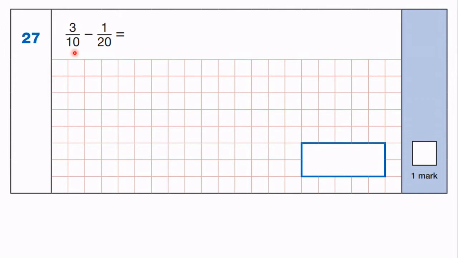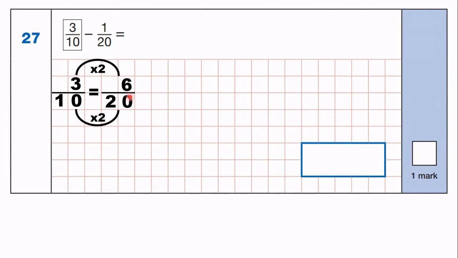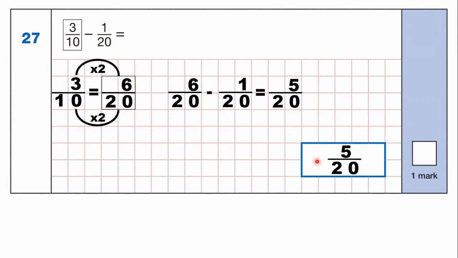Question 27. 3/10 minus 1/20. To be able to subtract fractions, we need the denominators to be the same, so we can find the equivalent fraction to 3/10 with a denominator of 20. 10 times 2 is 20, and 3 times 2 is 6, so instead of 3/10, we can rewrite our question with 6/20. So we have 6/20 minus 1/20. We keep the denominator the same, and 6 minus 1 is 5, so our answer is 5/20. We could simplify that, but in this paper we don't need to simplify to get the mark, so let's move on to the next question.